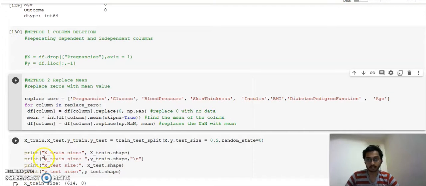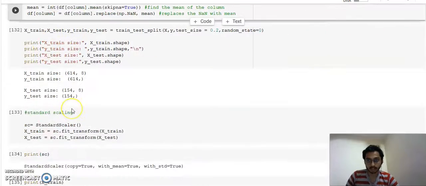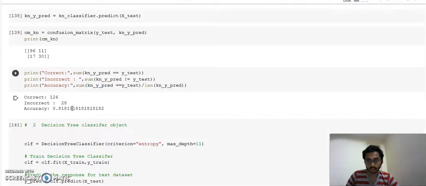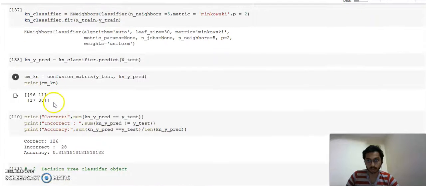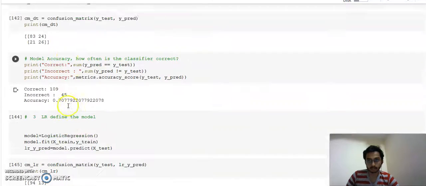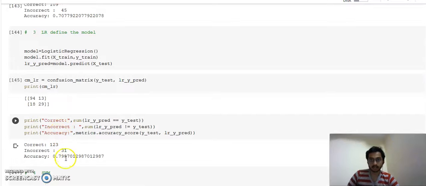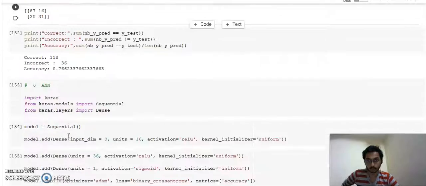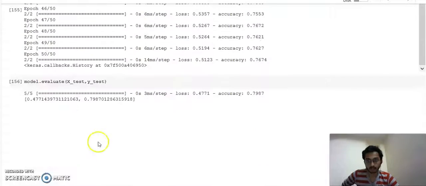Now I'm running the code with the second data cleaning method, that is replacing by mean, and as the result is showing, the accuracies have changed, and it is 0.81 for KNN, 0.7 for decision tree, and different accuracies for various algorithms as shown here, and finally for artificial neural network is around 0.8.